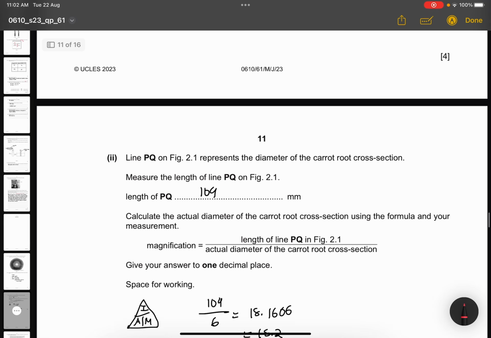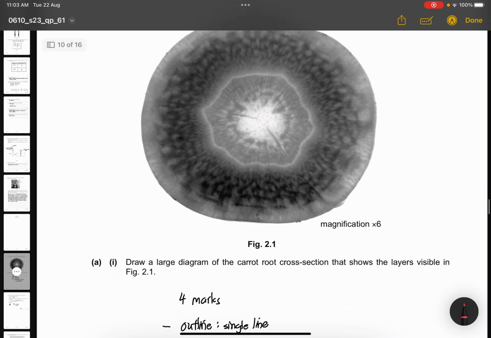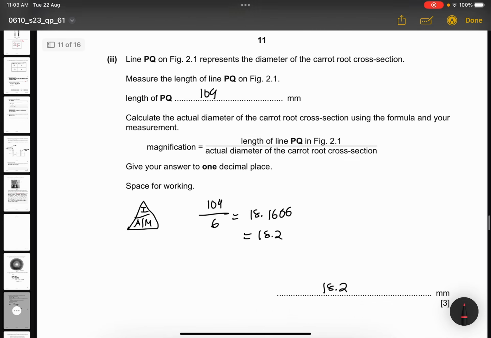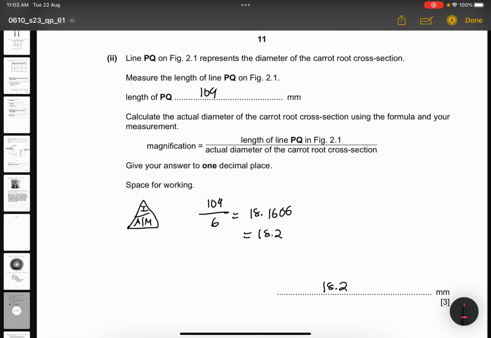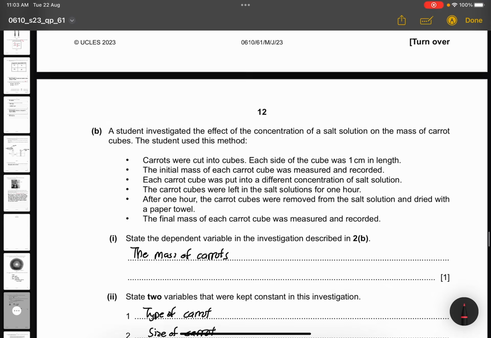Okay. Part 2. Line PQ on figure 2.1 represents the diameter of the carrot root cross-section. Measure the length of line PQ in figure 2.1. So using a ruler, measure this P to Q line, and make sure it's in millimeters. So it's 109 millimeters. Now they want you to calculate the actual diameter. So using the formula, image length over magnification will be 109 over 6 equals 18.1666, which when you convert it to one decimal place will be 18.2 millimeters.